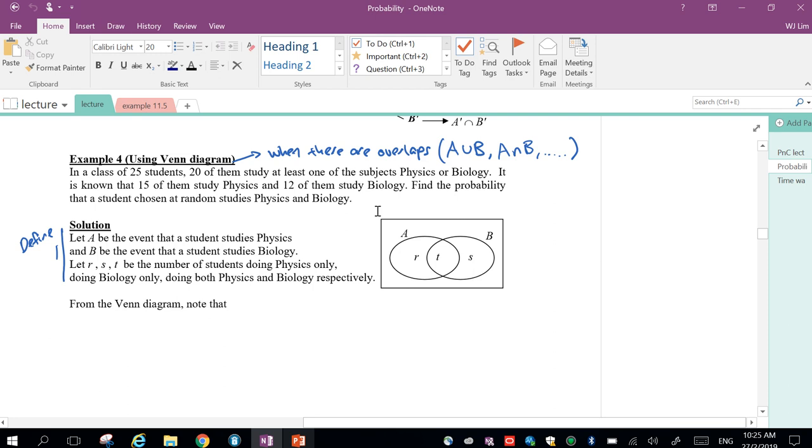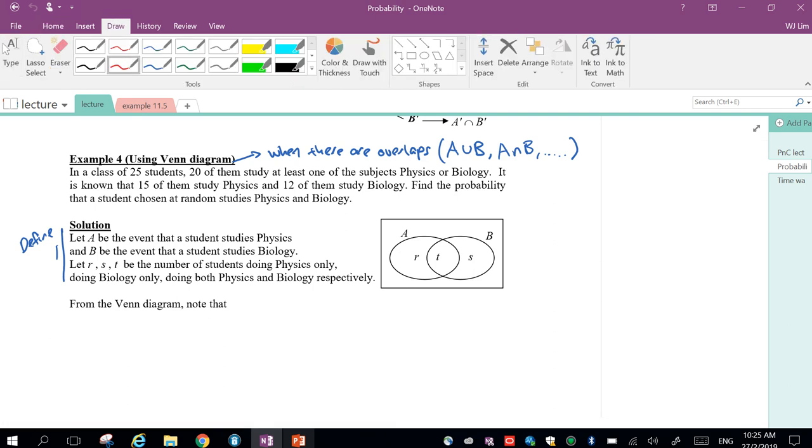Okay, so let's read the question first. Alright, so let's recap. So there are a class of 25 students, 20 of them study at least one subject, physics or biology. 15 of them study physics, 12 of them bio. Find the probability that the student studies physics and bio. Please take note of the 15 of them who study physics. It's not only physics, it can be physics and some other subject. These 12 of them, bio, it's not just study bio only. The keyword is only, they never say that. It can be studying biology and physics. You know what I'm saying?